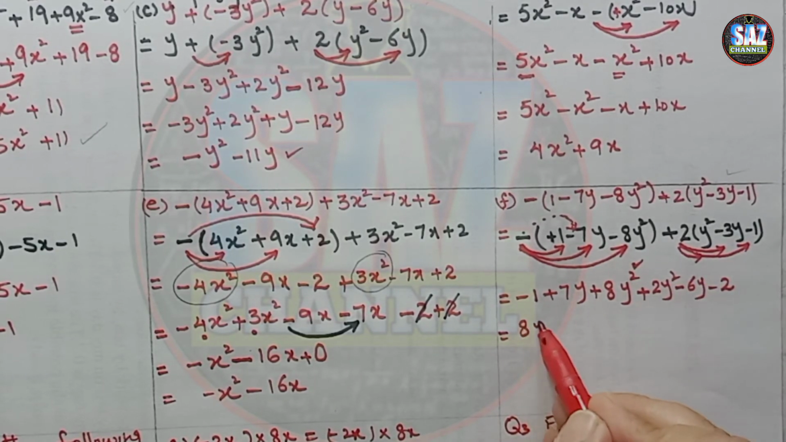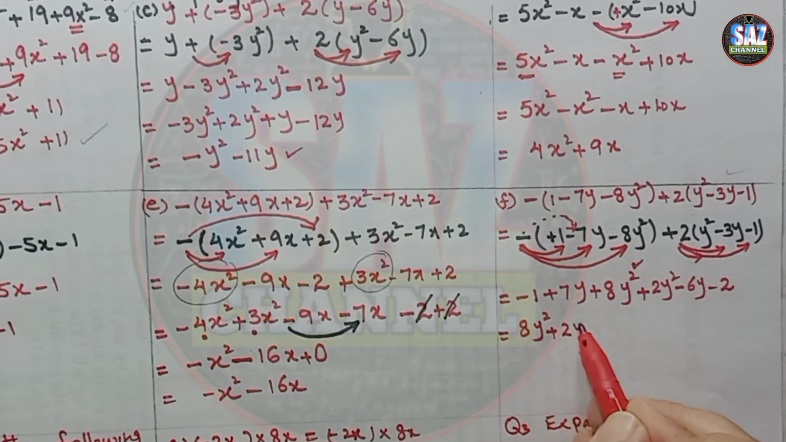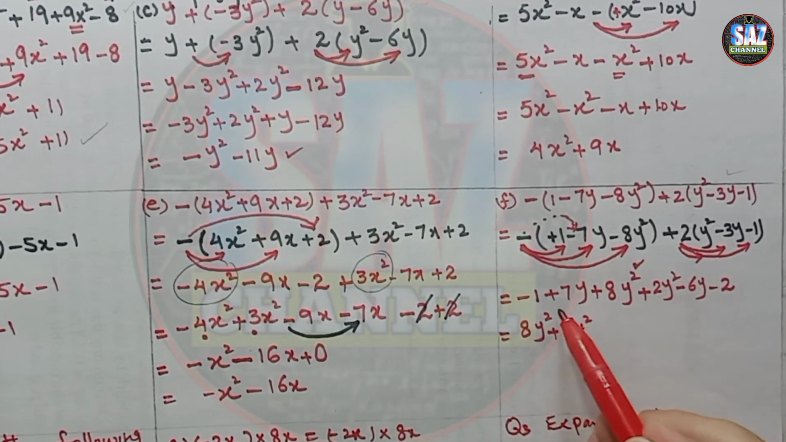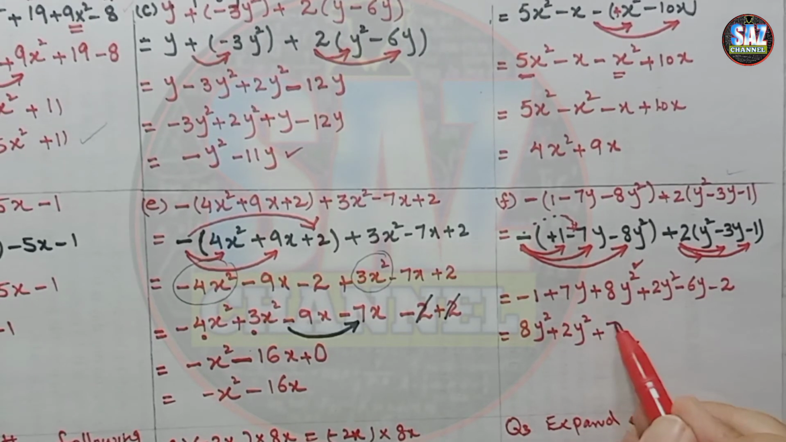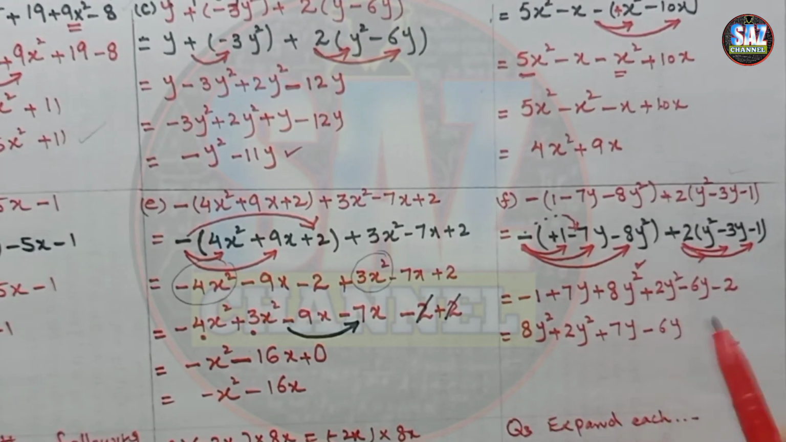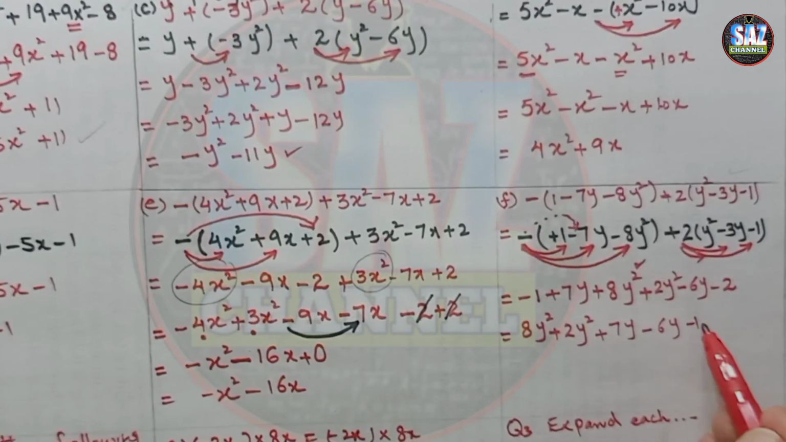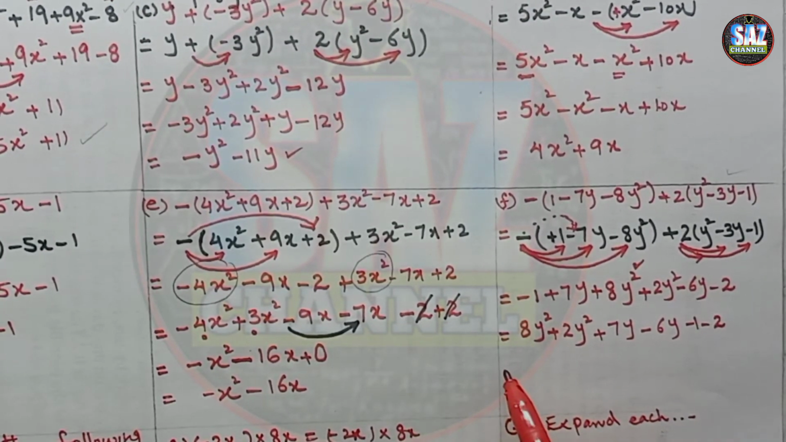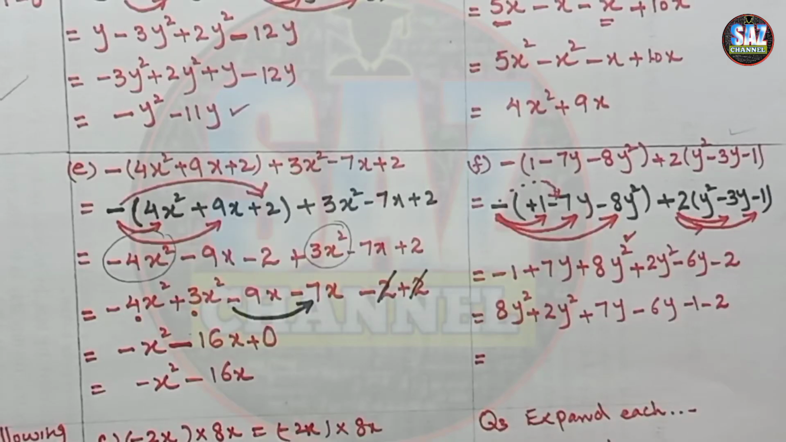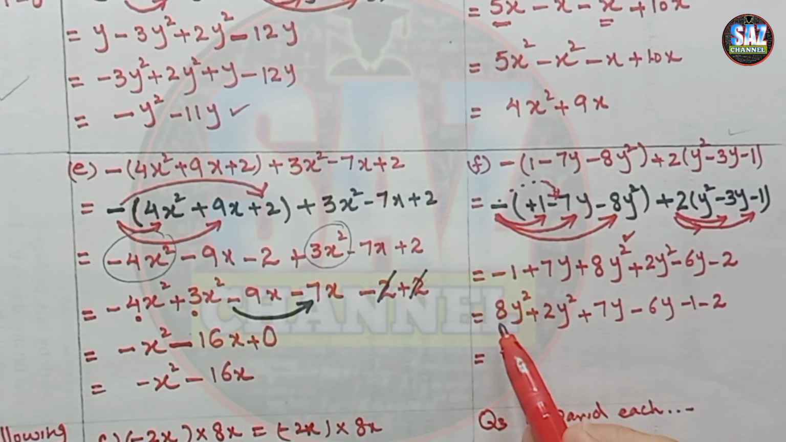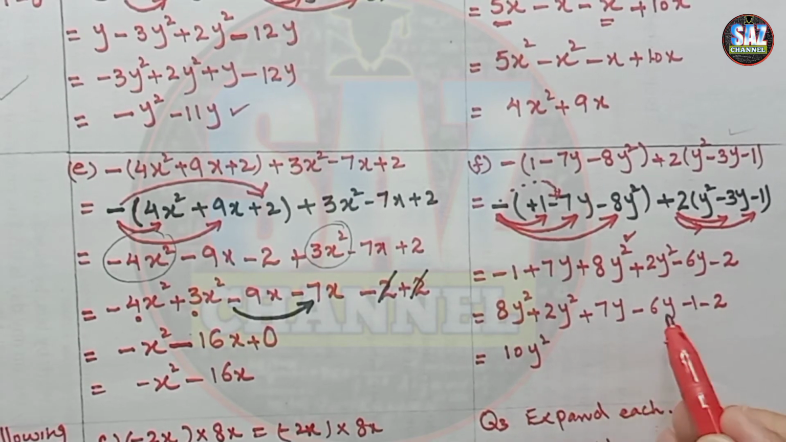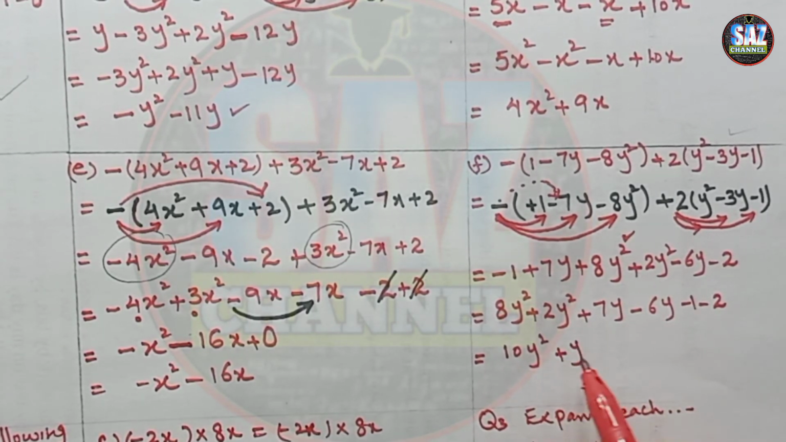8y square plus 2y square, then 7y minus 6y, and then minus 1 minus 2. Try to write your answer either in ascending order or in descending order, but do not give an abrupt answer. Okay, then 8 plus 2 will give me 10y square, and 7 minus 6 will give me positive 1, and minus 1 minus 2 is minus 3.